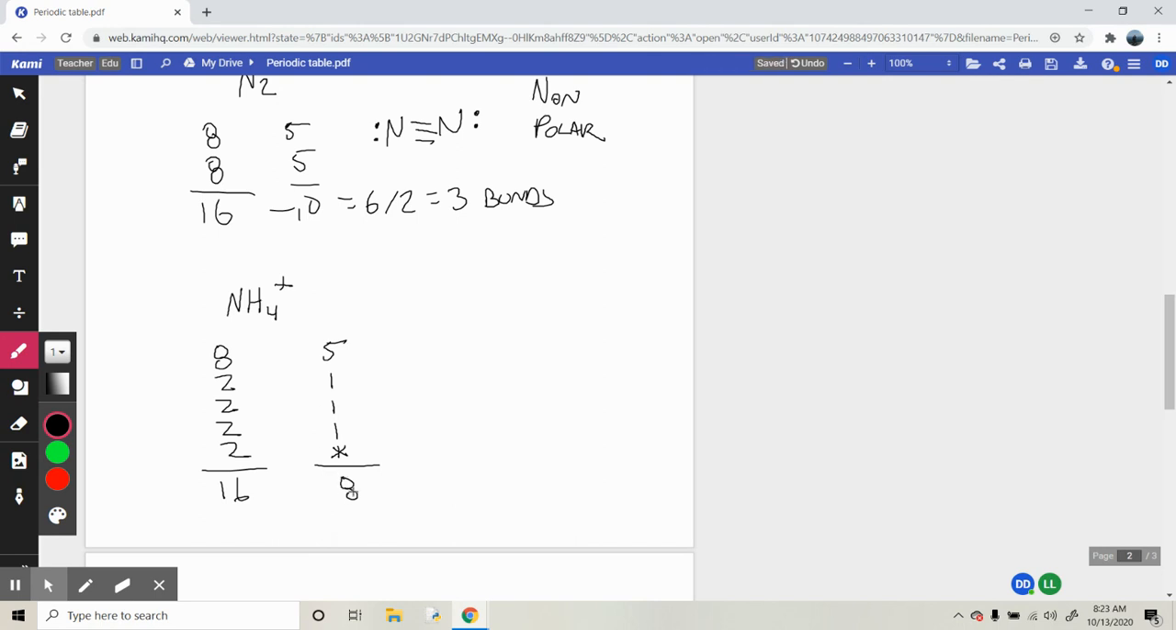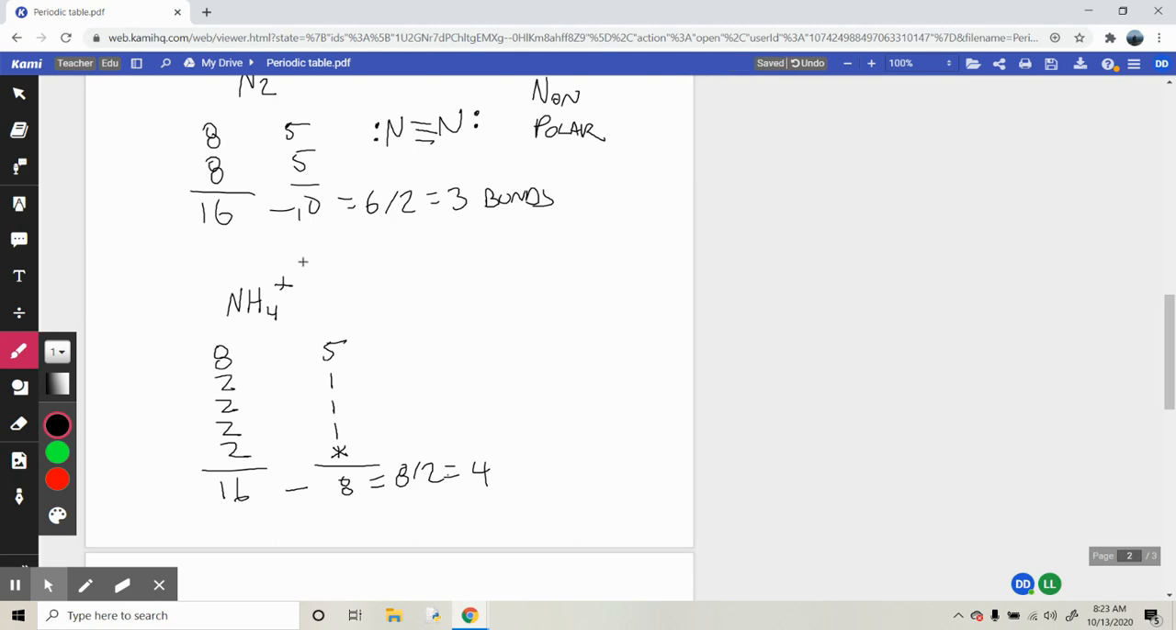And you know something was wrong when you put 9 down here and you're like, oh, wait, that's 7. 7 divided by 2 is 3.5. I can't have 3.5 bonds. I must have goofed up somewhere. So we'll put 8 right there. 16 minus 8 is 8. Divided by 2, we're going to have 4 bonds, people.